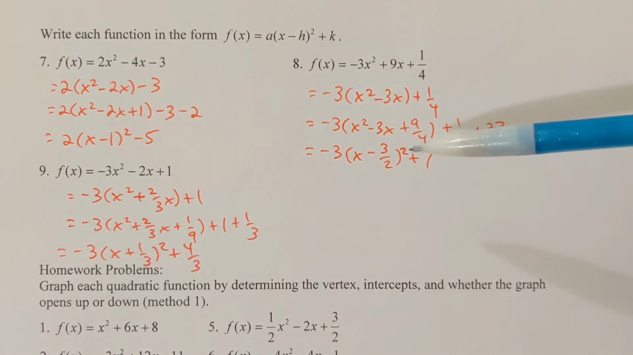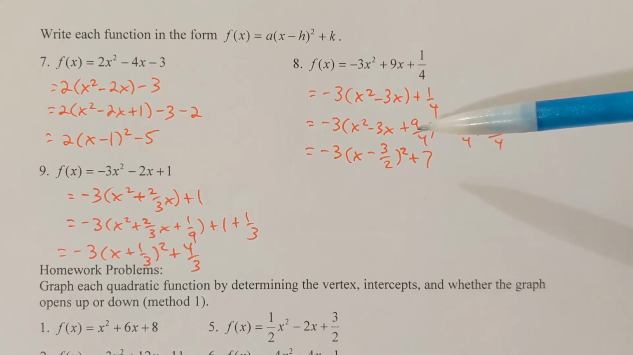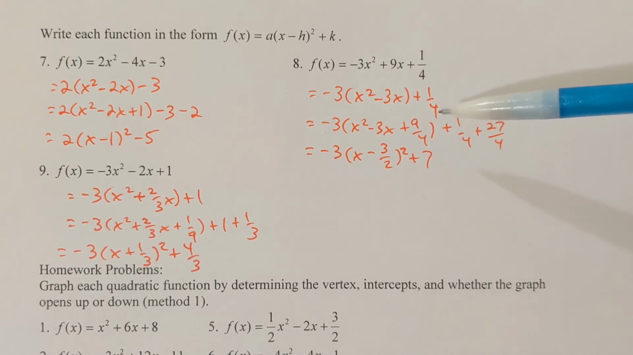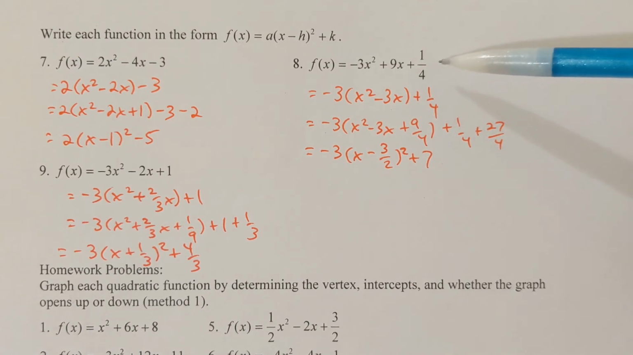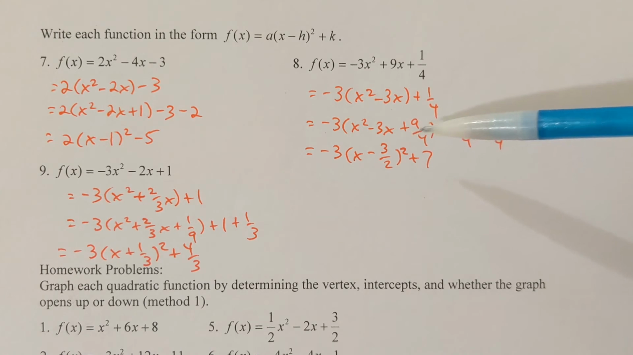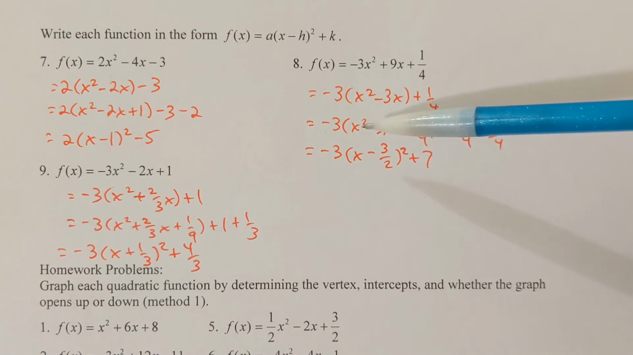Well, half of negative 3 is negative 3 halves. And I want to square negative 3 halves. So negative 3 squared gives me 9/4. Okay? And then I distribute the negative 3. Negative 27/4. I don't have a minus 27/4, so I need to add 27/4. Well, the reason for doing that is because this here will always factor, and the factors will always be the same.